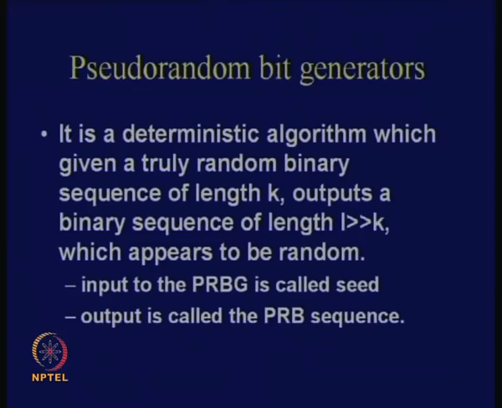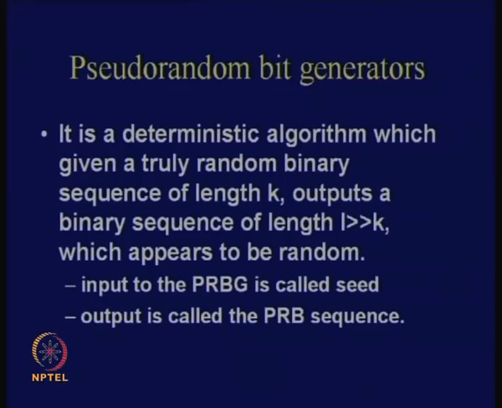same result. Okay, so it's a deterministic algorithm which, given a truly random binary sequence of length k, outputs a binary sequence of length L which is much greater than k, and which appears to be random. So the idea is that in case of a pseudorandom bit generator, there is a starting point, a small random number, for example, which is of length k bits.